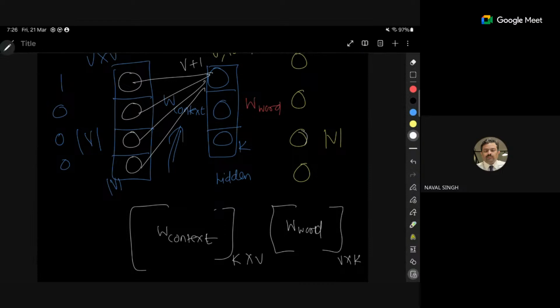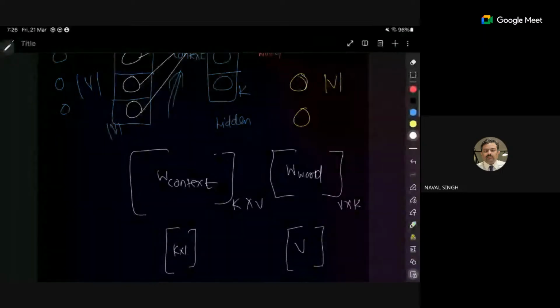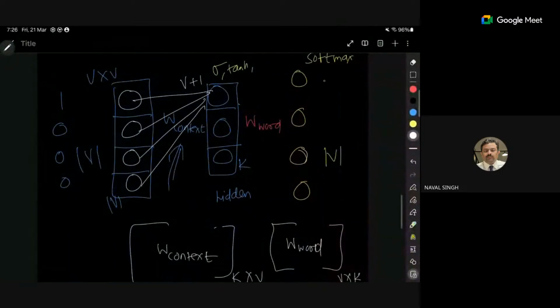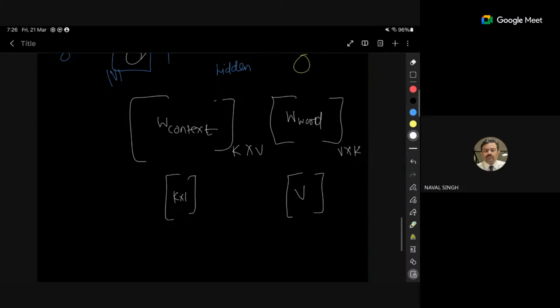So this many weights are required, and of course biases are there. As many neurons here, K neurons, so K biases for this one, K cross one. And for softmax we will require V biases because there are V elements in the last layer. So that's the structure of the continuous bag of words.